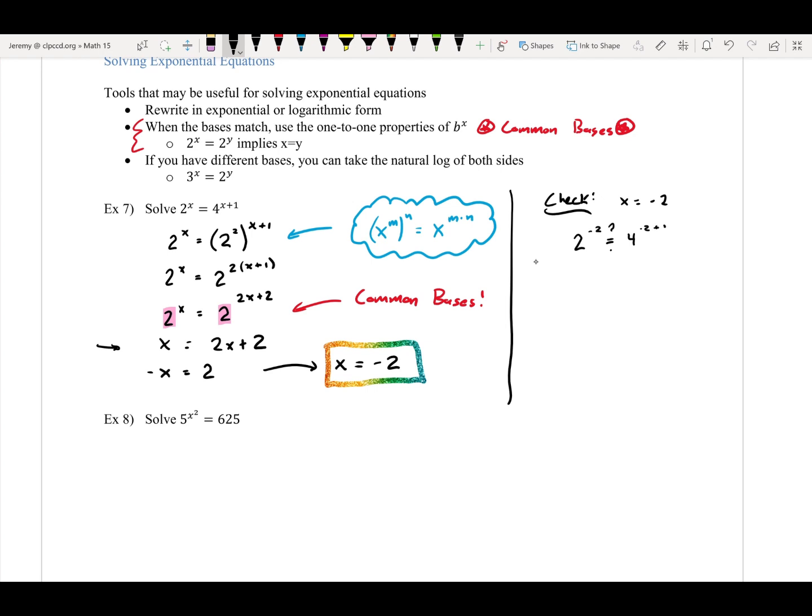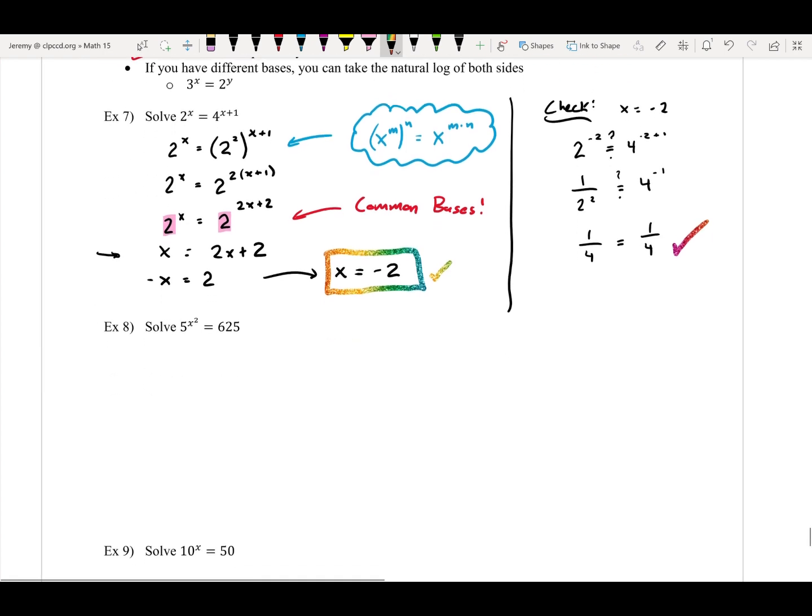Okay, so simplifying on the left side, this is just 1 over 2 squared. And this is, 4 to the negative first power, just simplifying. And this is 1/4 on this side, and this is 1/4 on the other side. So it works. Okay, so just to confirm that my answer is correct.